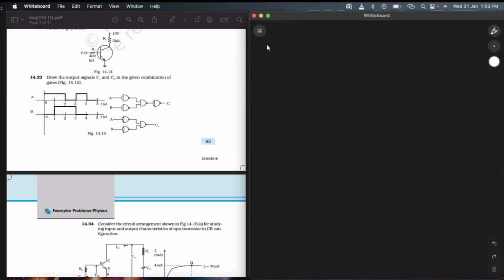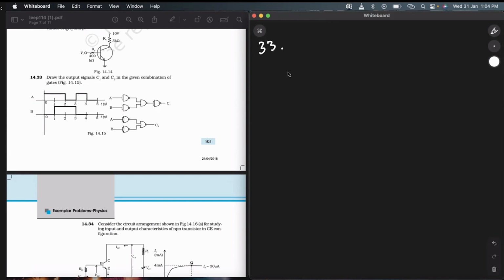Okay, so next question is question number 33. So we have to draw the output signal C1 and C2 in the given combination. Alright, और इसका input waveform it has been given to us in the form of a graph. Like when t equal to 0, A की value है 1, B की value है 0, and so on. You'll understand it.